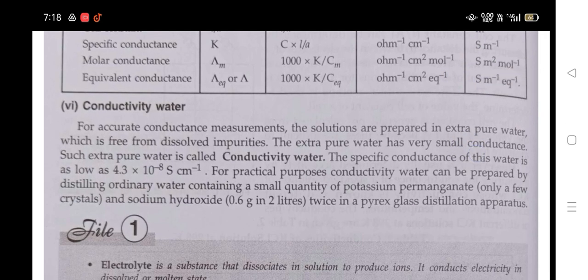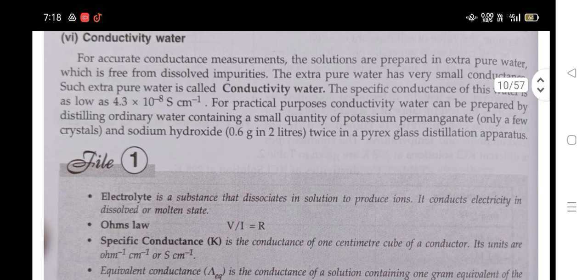Conductivity water. For accurate conductance measurement, the solutions are prepared in extra pure water which is free from dissolved impurities. The extra pure water has very small conductance. Such extra pure water is called conductivity water. The specific conductance of this water is as low as 4.3 into 10 raised to the power minus 8 Siemens centimeter inverse. For practical purposes, conductivity water can be prepared by distilling ordinary water containing a small quantity of potassium permanganate and sodium hydroxide twice in a Pyrex glass distillation apparatus.